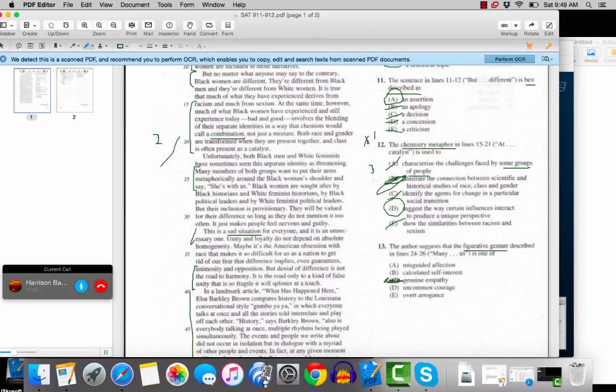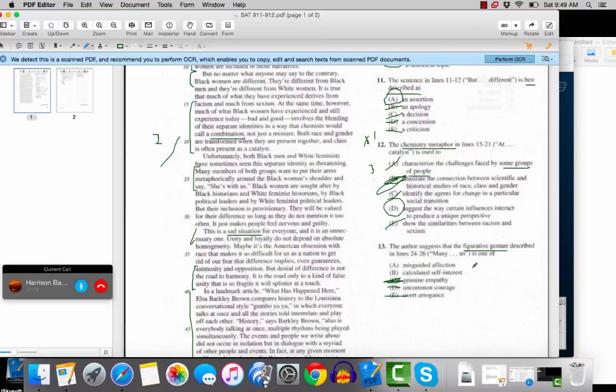Yeah, is it a positive? So it's not arrogant. And so you know that it's not a positive one already. So we can cross off genuine empathy and uncommon courage, right? And then overt arrogance doesn't seem to make sense. You're right. So we're between A and B: misguided affection and calculated self-interest.